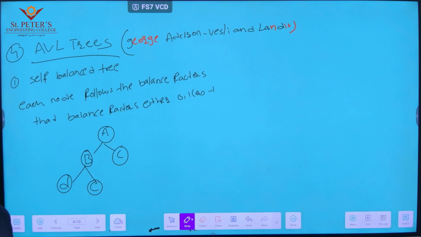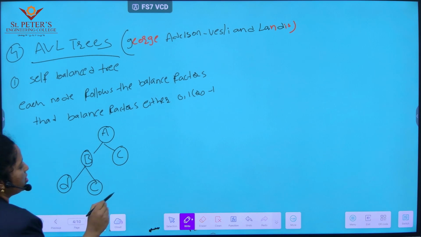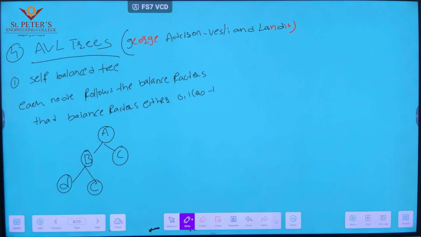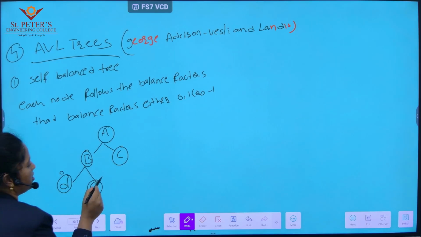How can we calculate the balance factor of each node? It depends on how many nodes that parent node contains. If it contains a left subtree and a right subtree, then it should be 0. And the last nodes also 0. For example, here I am taking D. What is the balance factor of D? Does D have any left child? No left child. Any right child? No right child. So 0.